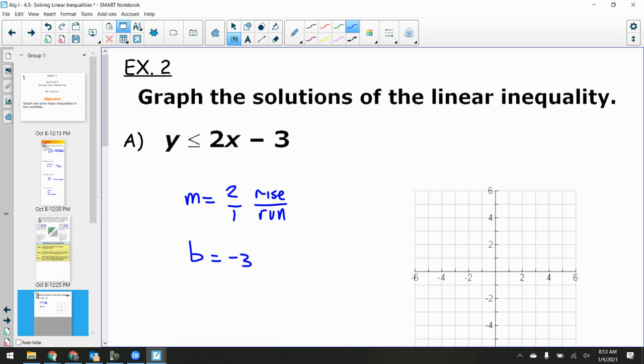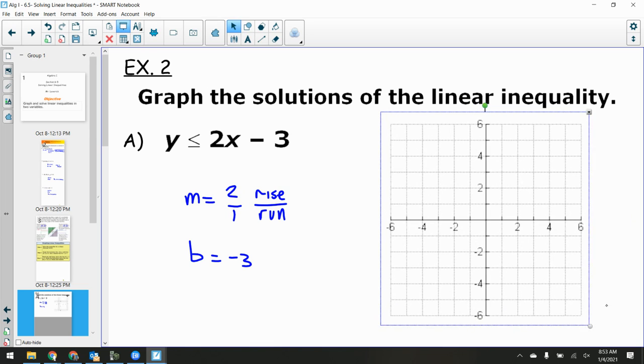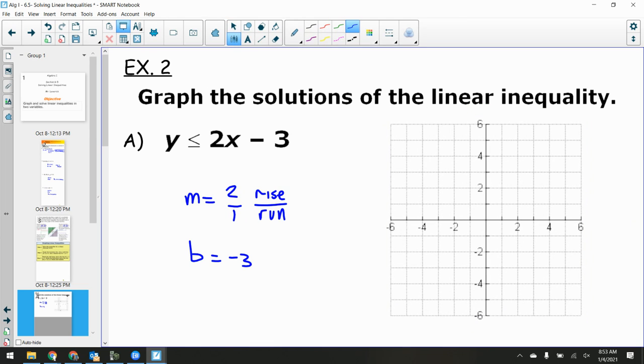So let's graph that line. The y-intercept of -3 puts us right here. Check yourself right now. Did you put it on the x-intercept accidentally? It should be crossing the y-axis at -3, not the x-axis at -3. And then the slope is 2, so we're going to go up 2, right 1. Up 2, right 1.